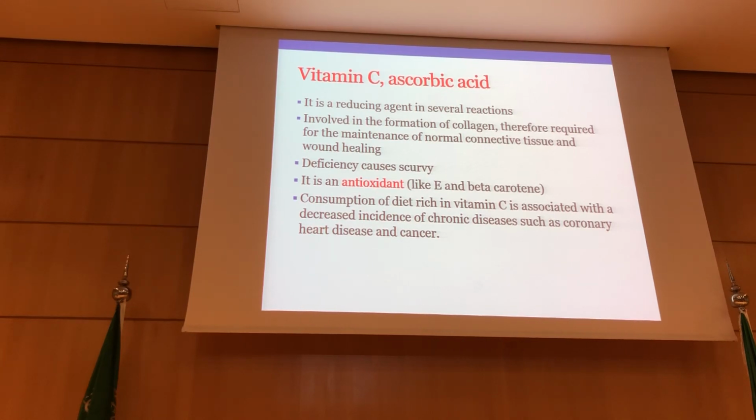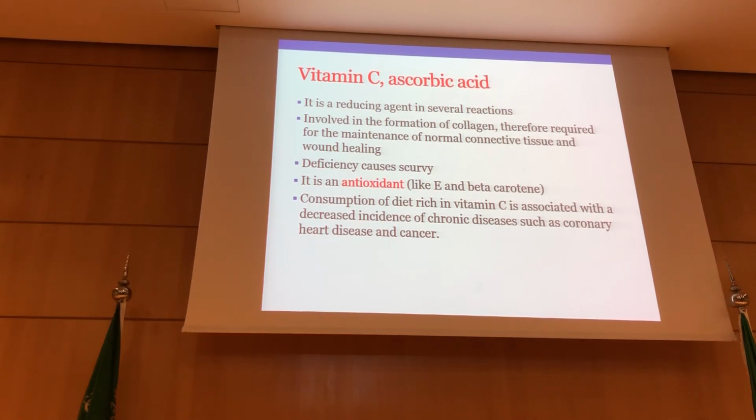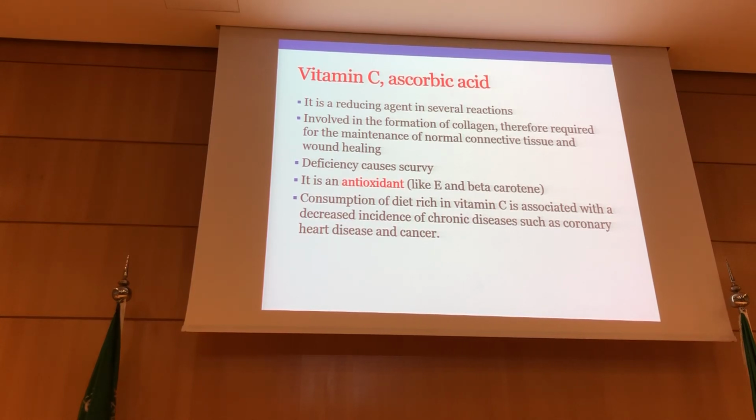Now it is considered an antioxidant like E, and beta-carotene is also an antioxidant. Studies show that consumption of vitamin C, or a diet rich in vitamin C, is associated with decreased incidence of chronic diseases such as cancer or heart problems. That's why it is recommended to eat citrus fruits in our diet because they are very rich. Tomato also, strawberries, and kiwi are very rich in vitamin C. That's why it's recommended to take these foods to prevent chronic disorders.